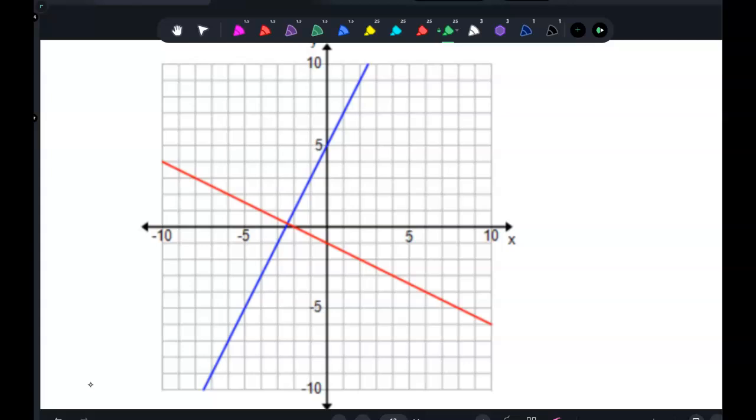Let's take a look at the slope of the blue line and the red line. Okay, let's start with the blue line. Okay, Evan, you don't need your computer.